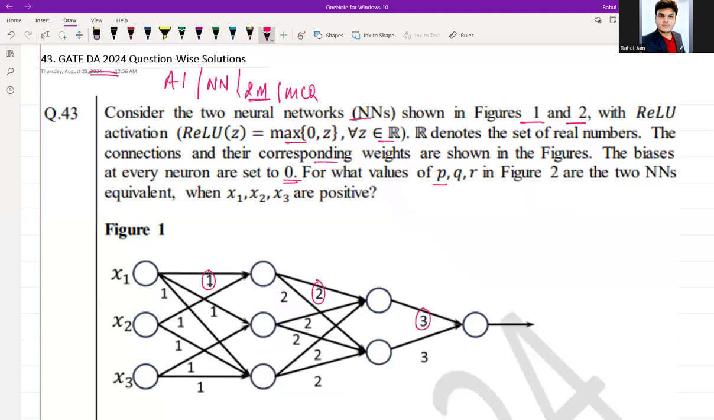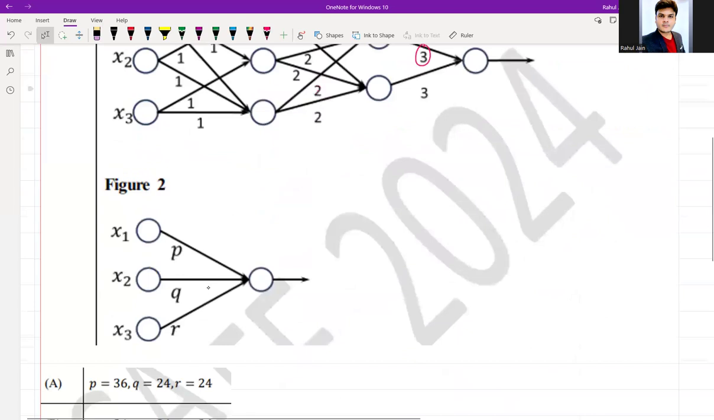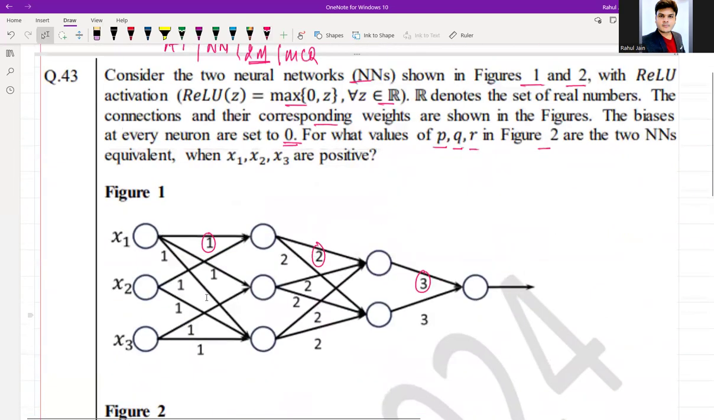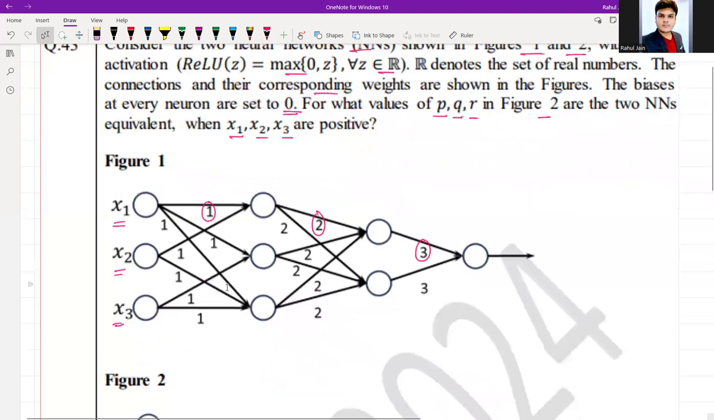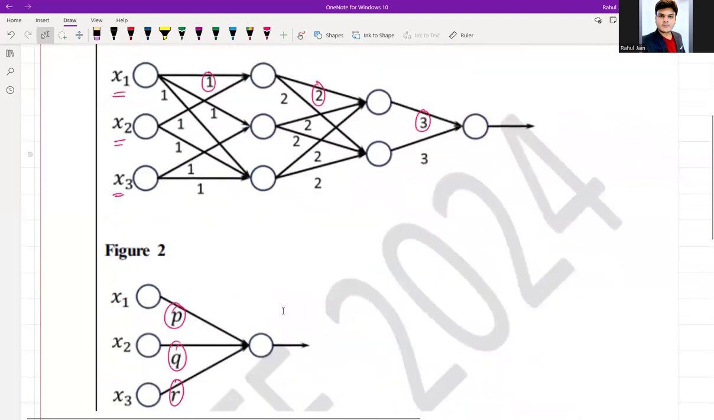And what values of P, Q and R in figure 2 make the two networks equivalent, so that they could be equivalent to x1, x2, x3? It means they are asking: if figure 1 and figure 2 are both equal neural networks, then what would be the values of P, Q and R?